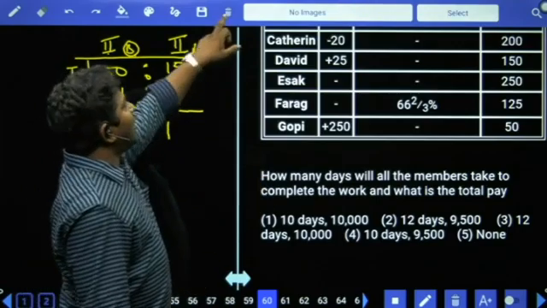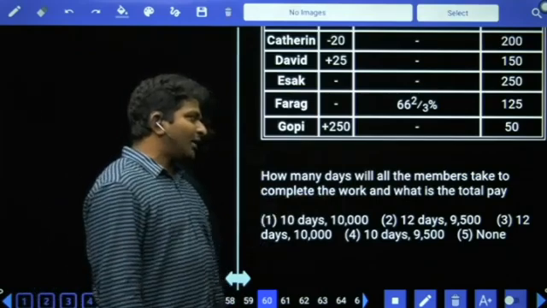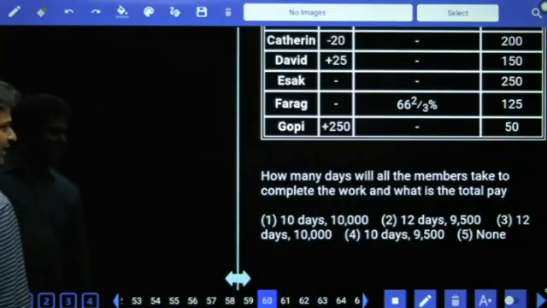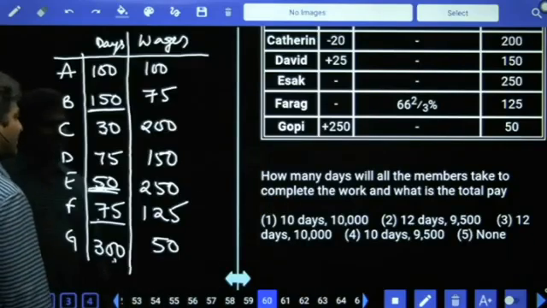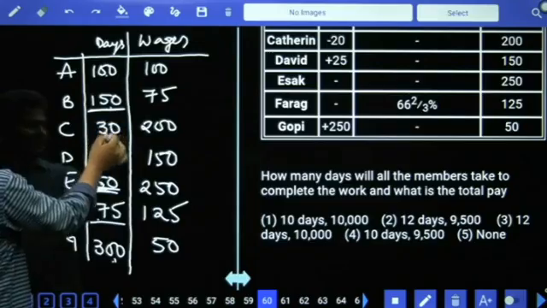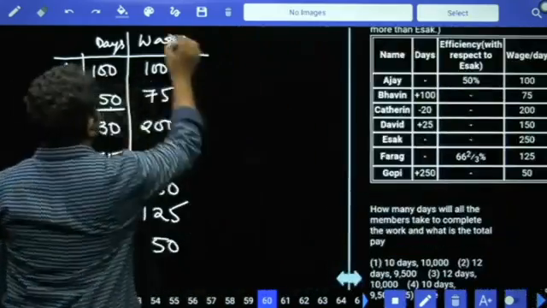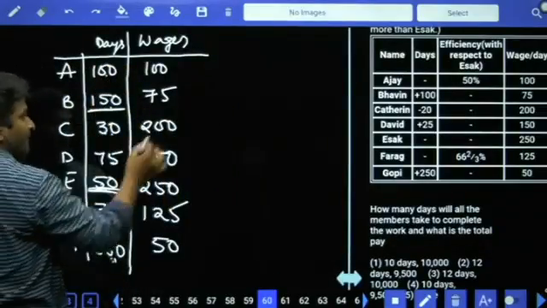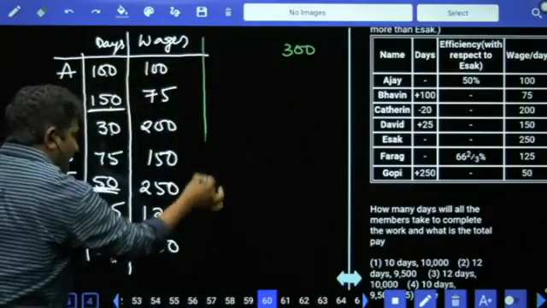How many days will all the members take to complete the work, and what is the total pay? That's what we were asked to calculate. Now, observe this. All the members: 100, 150, 30, 75, 50, 75, 300. Observe this carefully. These are the number of days. LCM is equal to 300.